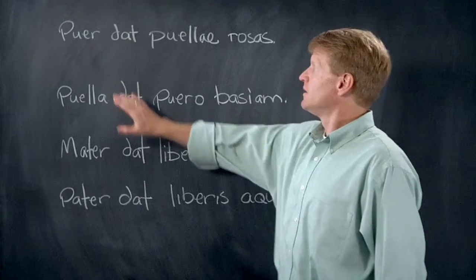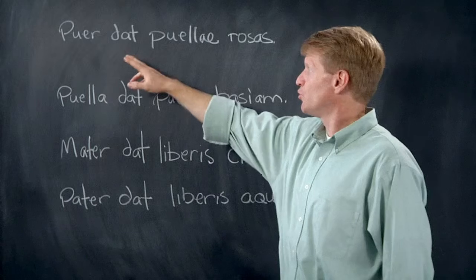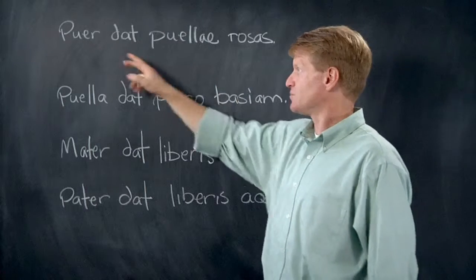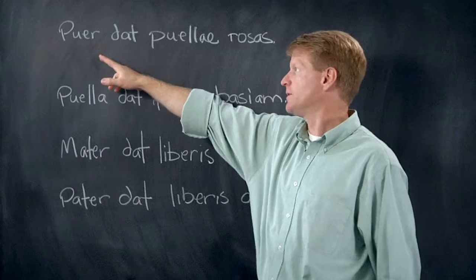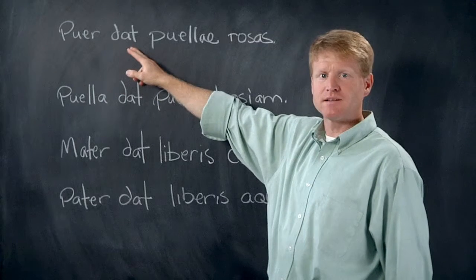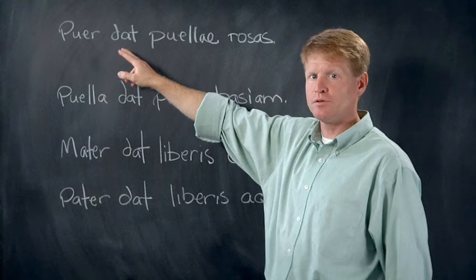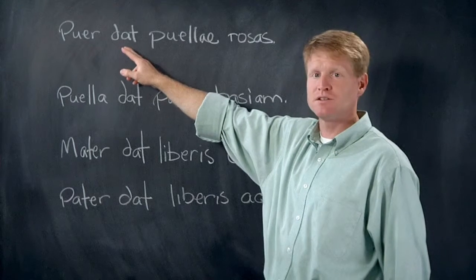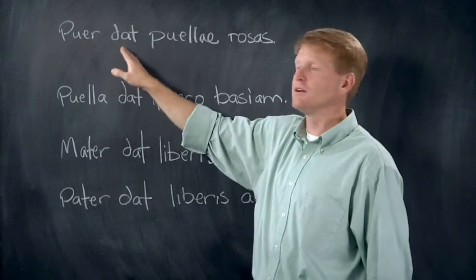Here we go. Puer dat puelle rosas. Puer is the subject, nominativus, nominative, it's a boy. Dat, that's from the same word as dativus, do. Do means I give, das, you give, dat, he, she, it gives. So puer dat, the boy gives.